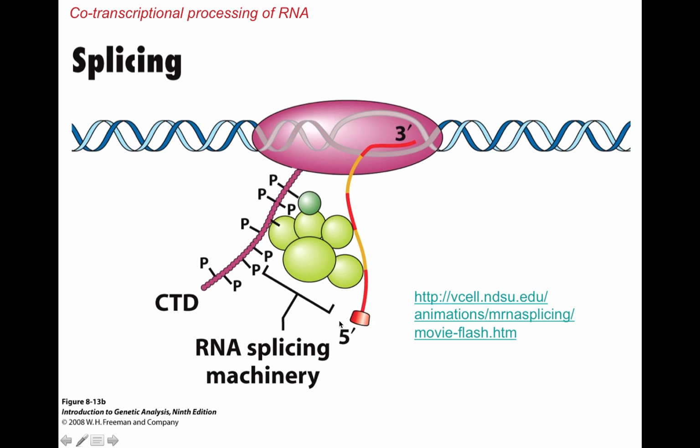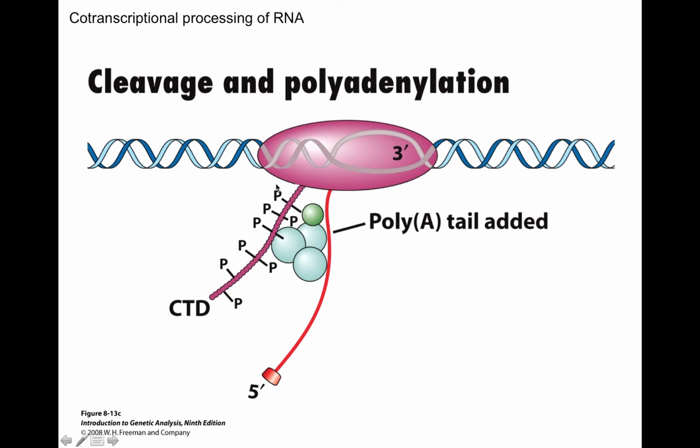We've already capped the end of the messenger RNA, and now we need to splice out these introns. So the splicing machinery loads onto this platform and does its job. And finally, we switch the phosphorylation pattern of the CTD, and the poly-A tail machinery comes on, and it's going to cleave the RNA and add the poly-A tail onto it.